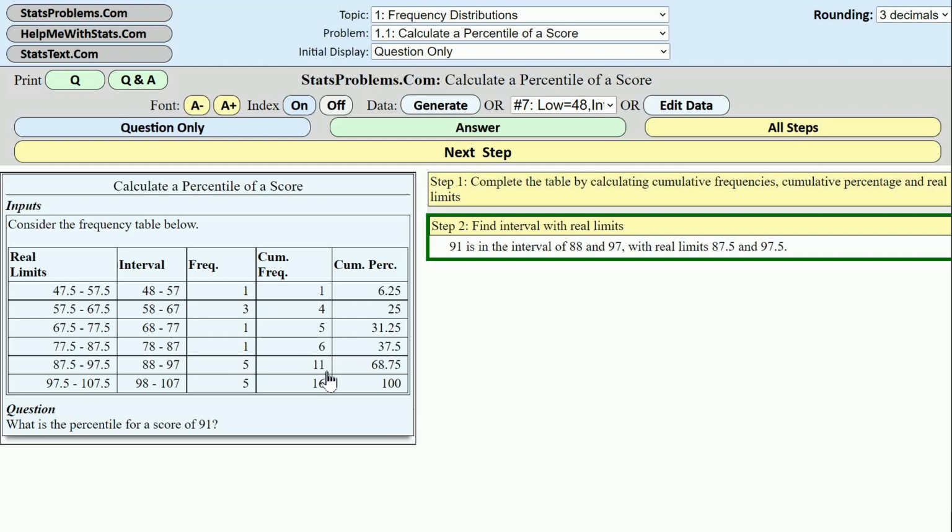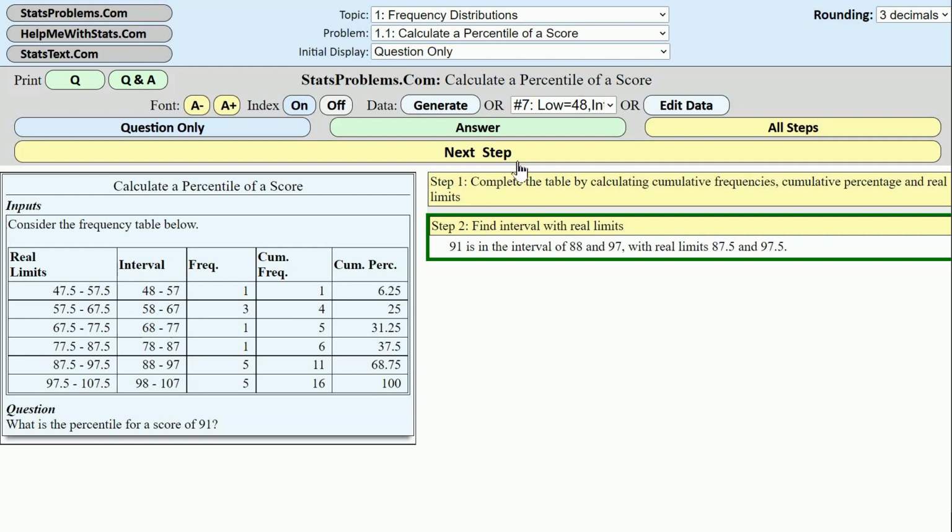The cumulative percent is 11 divided by the total number of scores, 16, times 100, which works out to 68.75%. The real limits are 87.5 to 97.5 because the interval starting value of 88 has a lower real limit of 87.5 and the interval ending value of 97 has an upper real limit of 97.5.